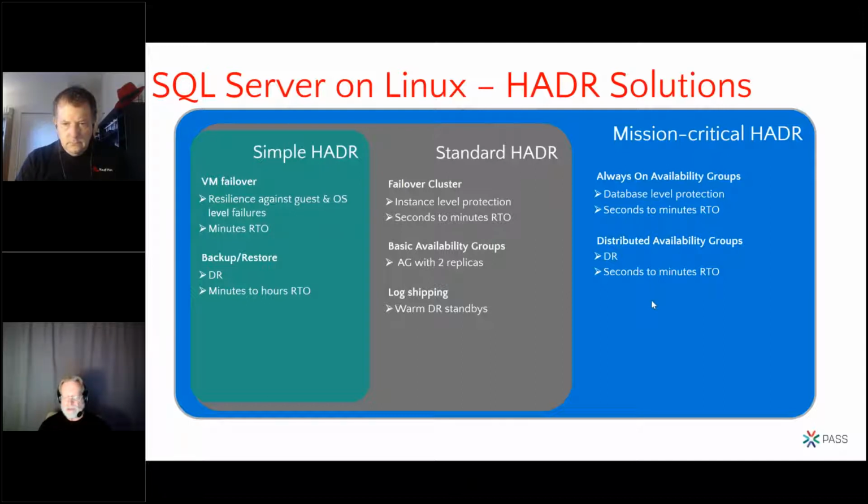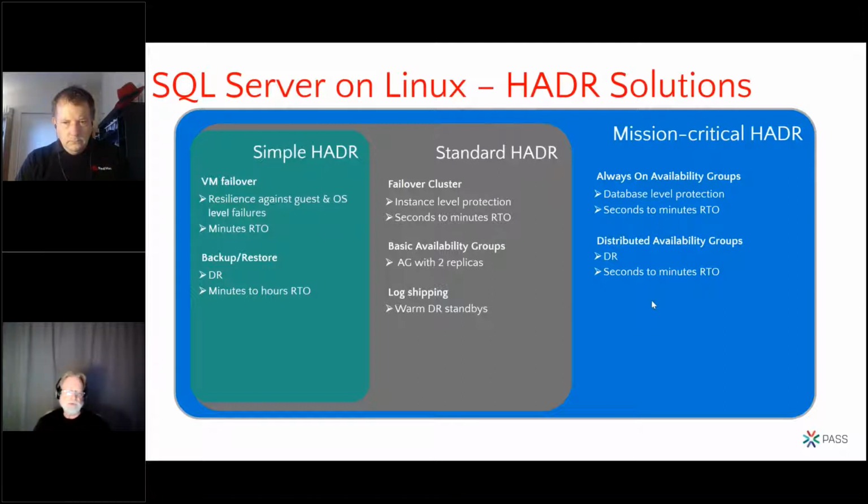Availability groups provide database-level protection. Each database on the primary is paired with the same database on replicas. You can have up to 8 replicas, and they can either be local or remote. RTO is going to be seconds to minutes at most.